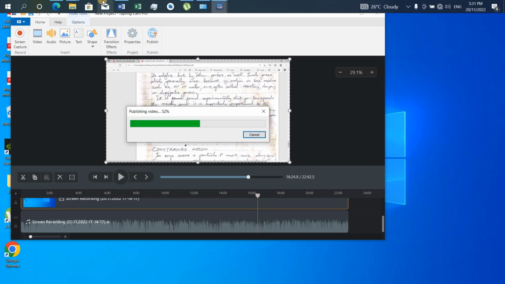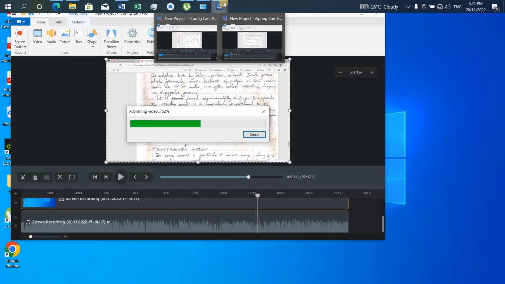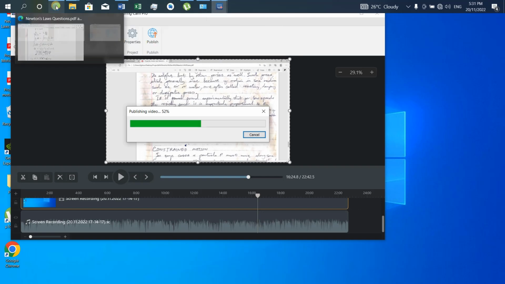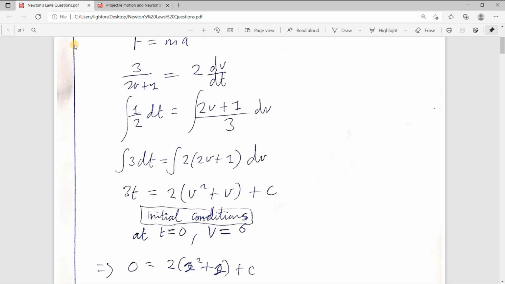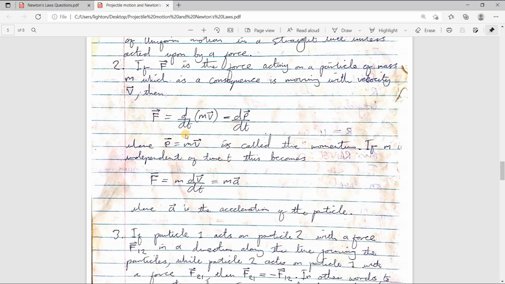This video on Newton's laws, what we're going to do now is solve some problems concerning Newton's laws of motion. I already have the files open here. Of course, what we're going to focus on is just Newton's second law, which is force equals ma, which is just the same as m dv over dt, which is the same as dp over dt.